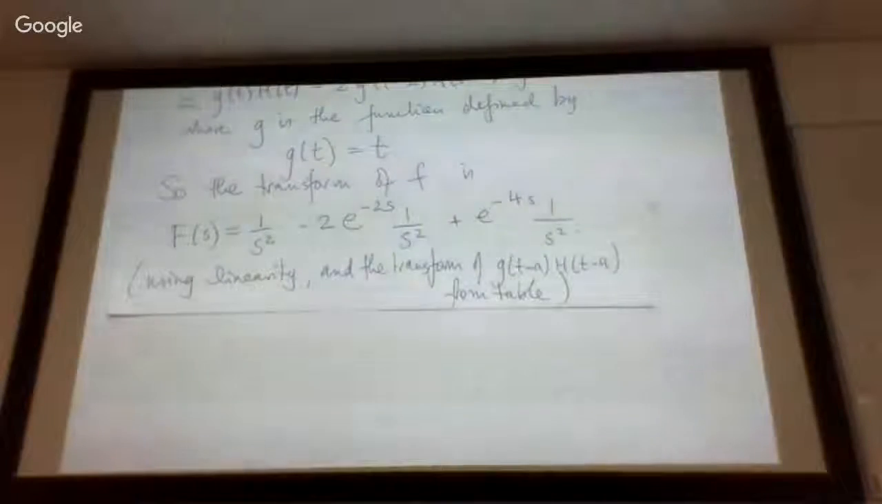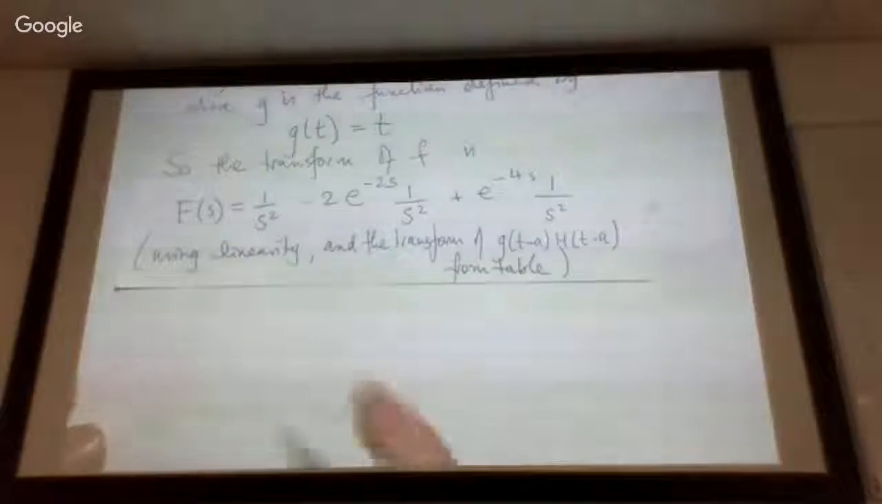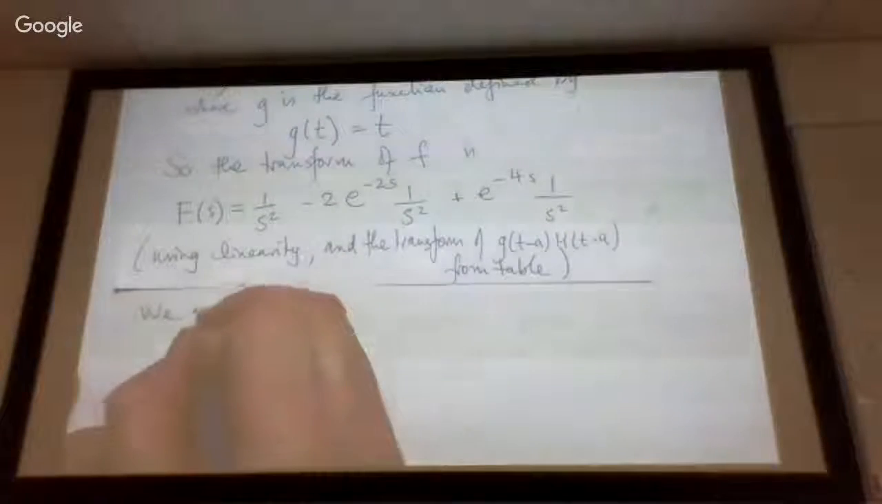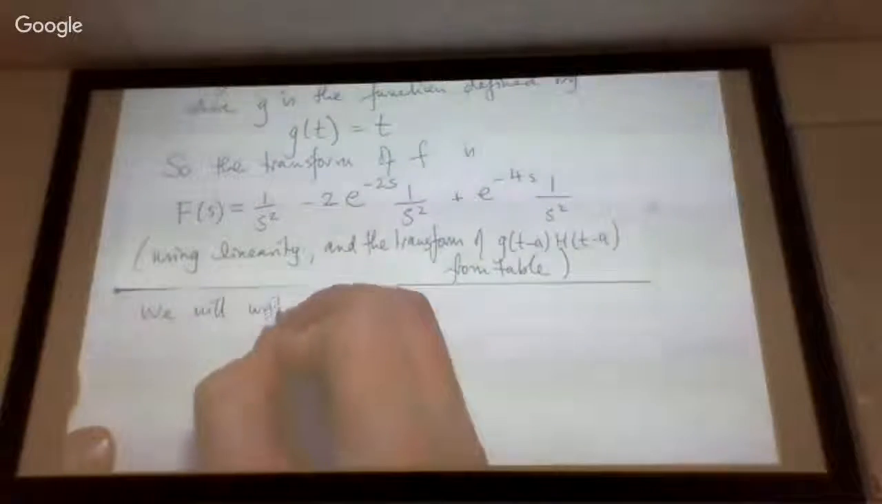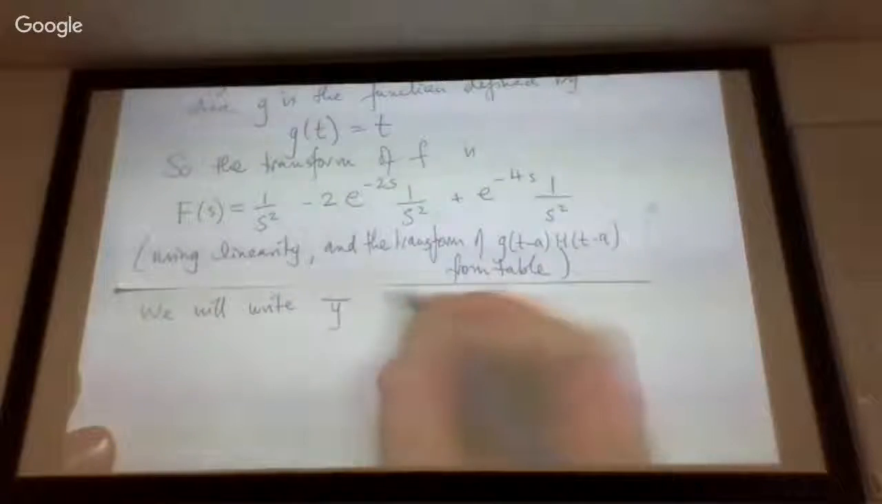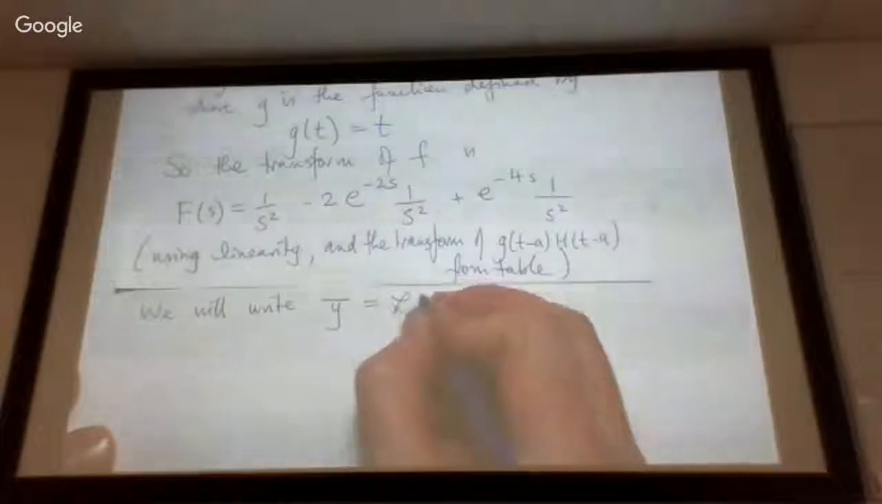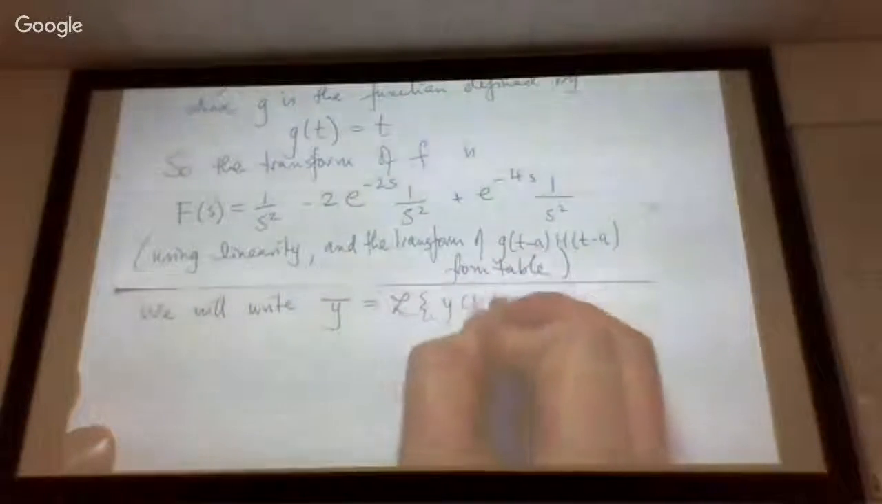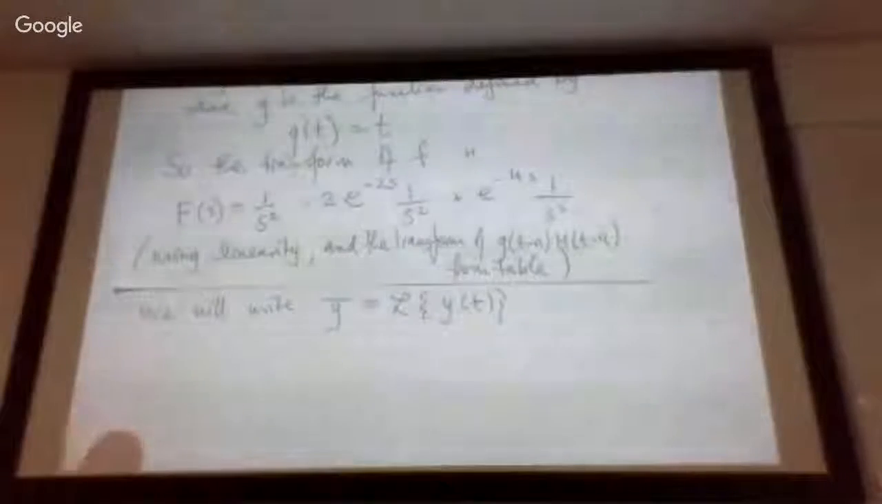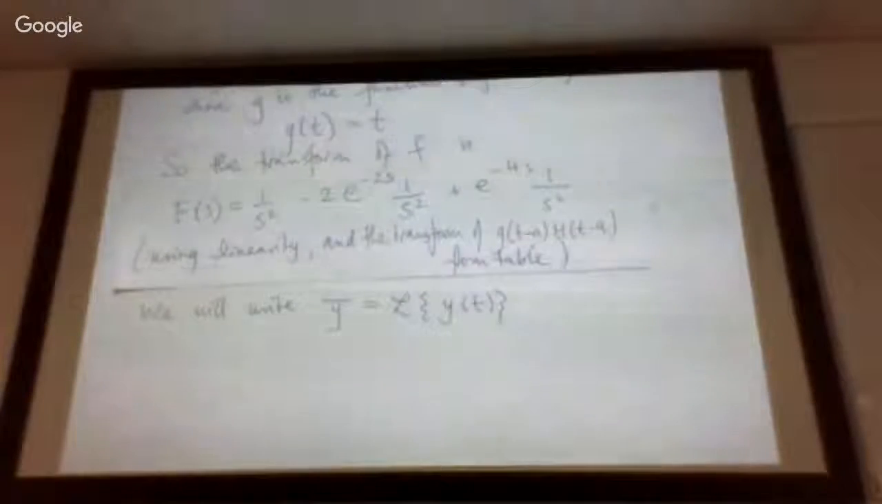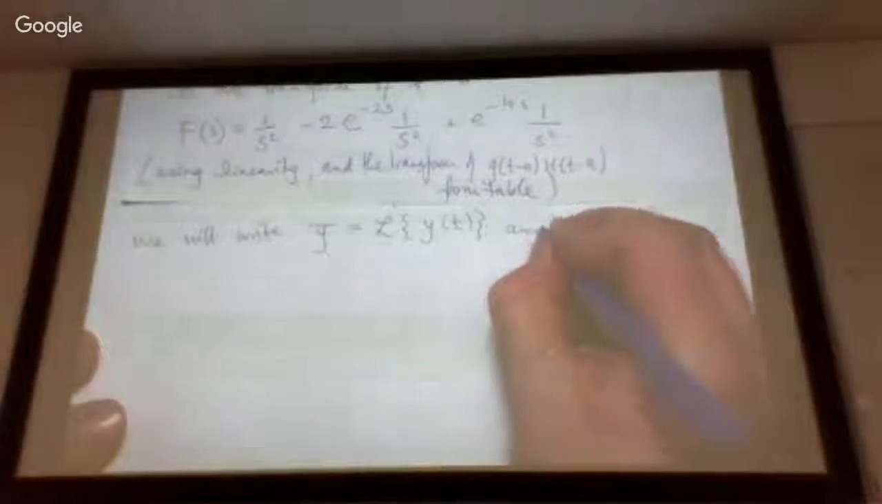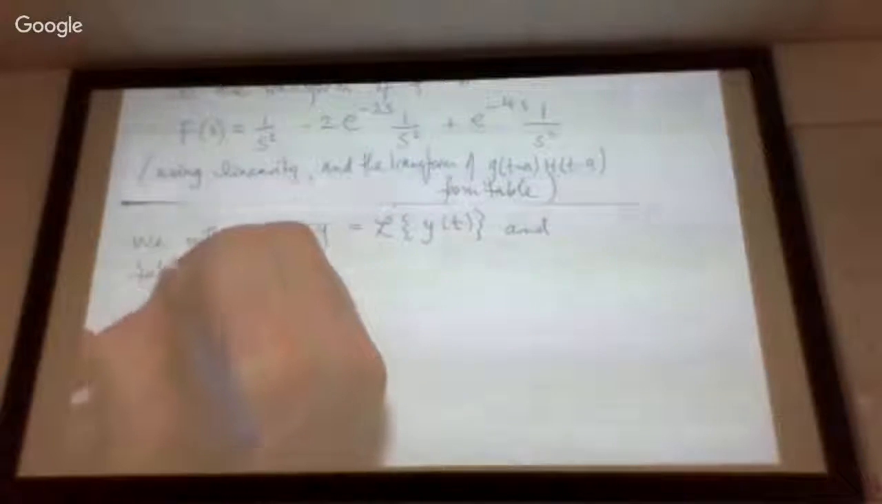So let's do it. We will write y bar for the Laplace transform of the original function y of t. So we don't know what y is, we're trying to find it, we're trying to solve the ODE. So we should write y bar to represent the Laplace transform of this. And now take the transform of the whole ODE.